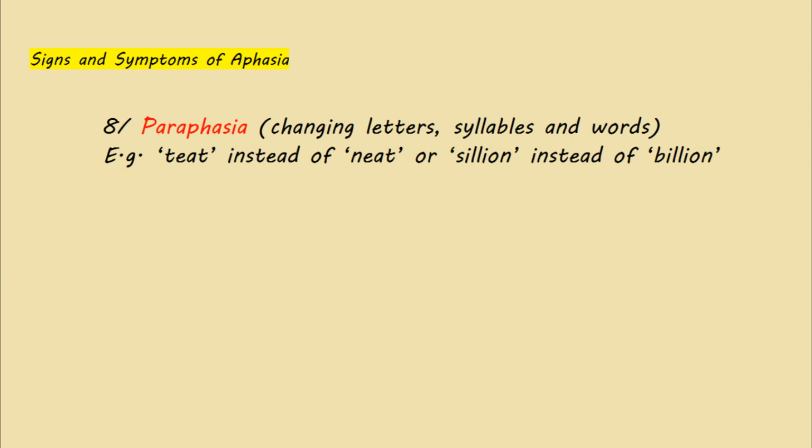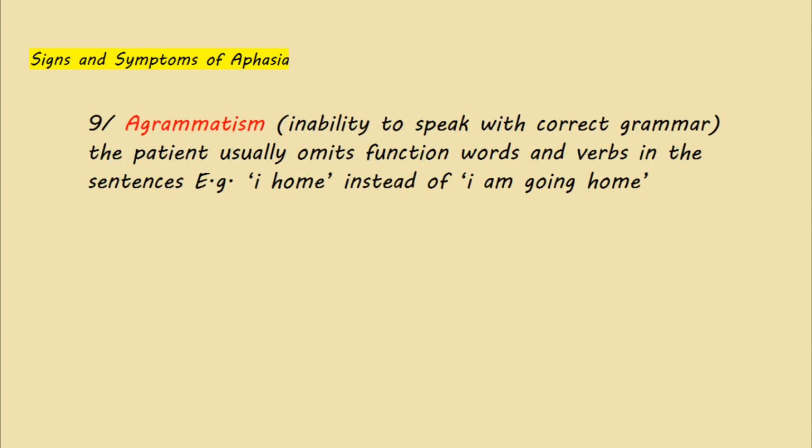Paraphasia basically is the fact that these patients, or those who suffer from language loss, tend to change letters, syllables, and words. For example, instead of saying the word neat, they will say teat, which means they replace the sound or the letter N with the letter T. So this is a matter of changing letters. Or another example, instead of saying billion, they might say cillion or fillion or whatsoever. Then we move to the ninth sign, which is agrammatism. As you can see, it is related to grammar.